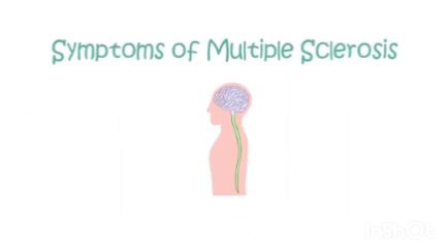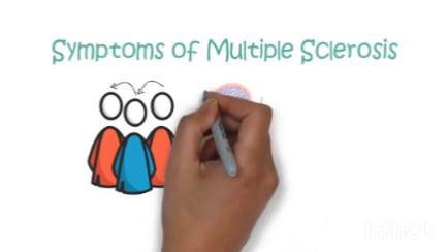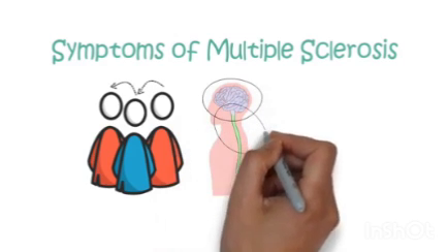Symptoms of multiple sclerosis. Multiple sclerosis can cause a wide range of symptoms that can vary greatly from person to person and can depend on the part, or parts, of the brain or spinal cord affected.